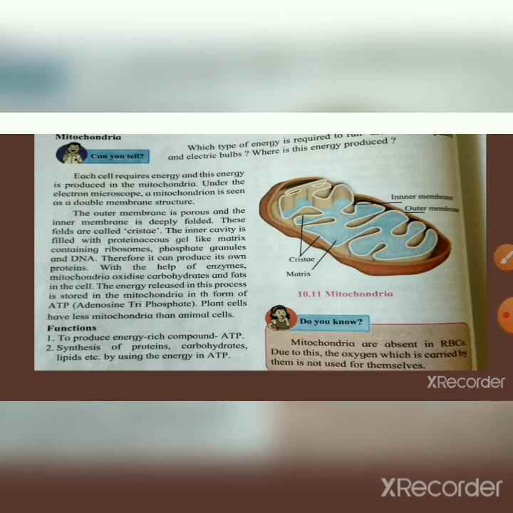Plant cells have fewer mitochondria than animal cells. Function: to produce the energy-rich compound ATP, and synthesis of proteins, carbohydrates, lipids, etc. by using the energy in ATP.